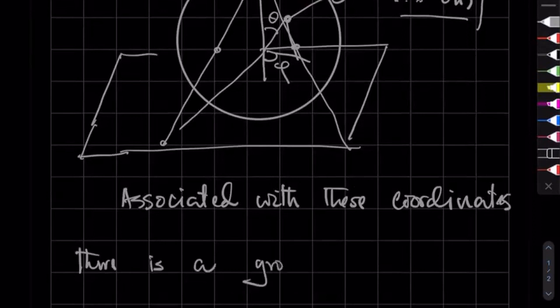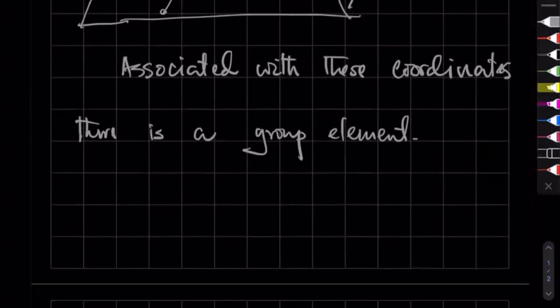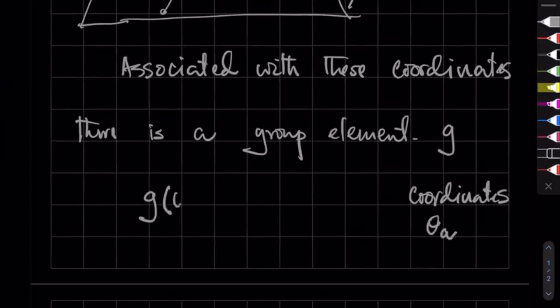But how is that group element related to these coordinates? So there's a group element G, and here are the coordinates. The coordinates are theta A, and the group element must be a function of this theta A, right? So far, so good? Yeah, makes sense. স্যার এটা কেন থিটা এর ফাংশন হতে হবে?